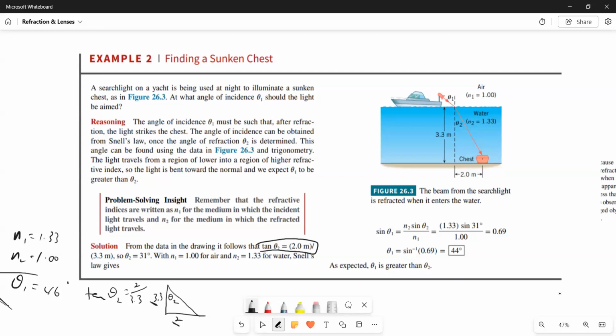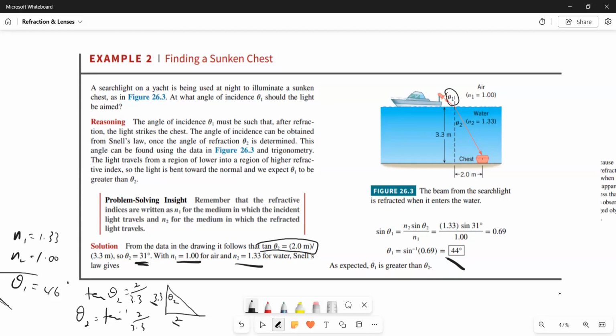So theta 2 then is going to be equal to tan inverse of 2 over 3.3, and they tell you it's 31 degrees, right? So again, you know the refractive indices of water and air, right? So you just have to find theta 1 now. That's what they want, theta 1. Right? So they found it here as 44 degrees.